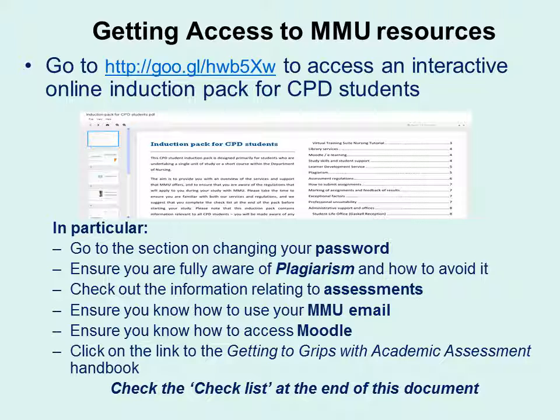In particular, we recommend that you go to the following sections: the section on changing your password, the section on plagiarism, and do make sure you are fully aware of plagiarism and how to avoid it. You should check out the information relating to assessments. Ensure you know how to access and use your MMU email, and also ensure you know how to access Moodle. You will find both the Programme Moodle site and the Unit Moodle site will be made available to you once you have formally enrolled with the university.